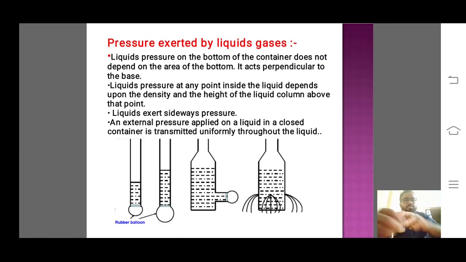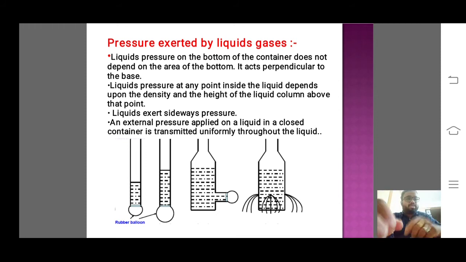So here is a diagram to help you understand. There are 4 diagrams. You can see a rubber balloon fitted at the end. The liquid's pressure on the bottom of the container does not depend on the area. Whatever the surface, it will not depend on the area. It acts perpendicular to the base like this. You can see the balloon on the top of that bottle. That balloon is inflated, which means that the liquid is exerting pressure on the balloon.